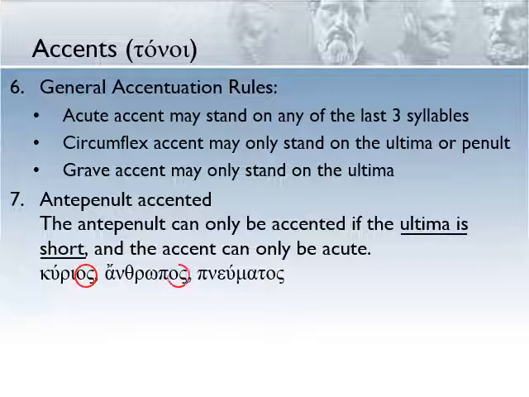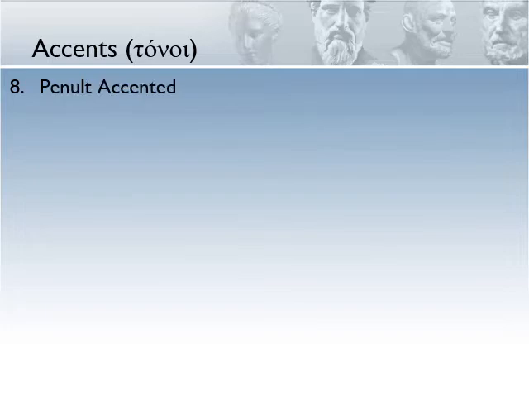So here are our short ultimas, our omicron sigmas, allowing that acute accent to stand on the antepenult. That's our rule about an accented antepenult. Now let's talk about an accented penult, the second from the end, the penult.